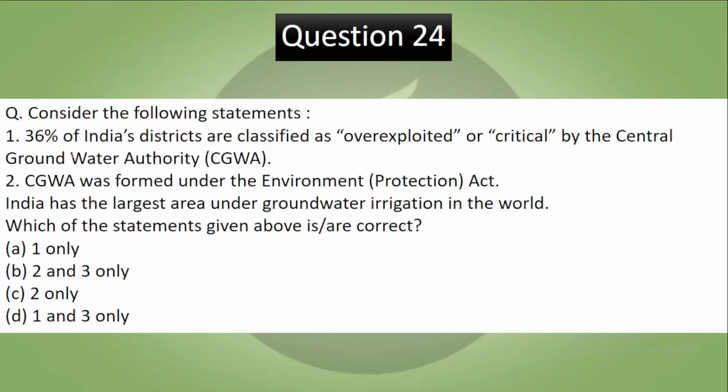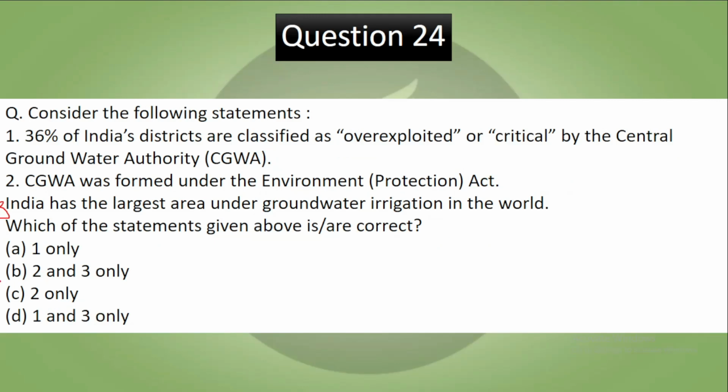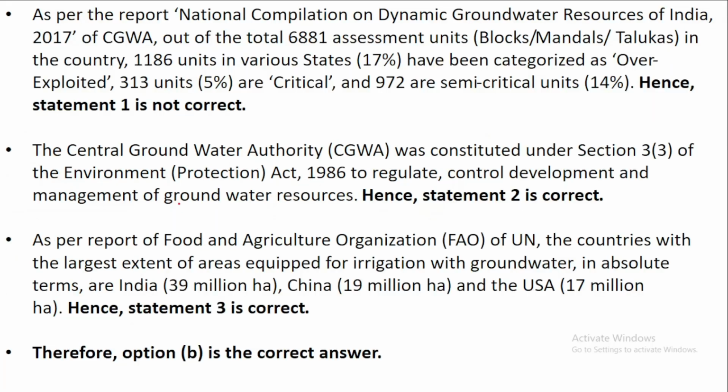Question 24. Consider the following statements. 36% of India's districts are classified as overexploited or critical by the Central Groundwater Authority. CGWA was formed under the Environment Protection Act. India has the largest area under groundwater irrigation in the world. Which of the statements given is correct? Pause the video, try to answer. Now let's see the answer. So the correct answer to this is B. 2 and 3 both are correct.